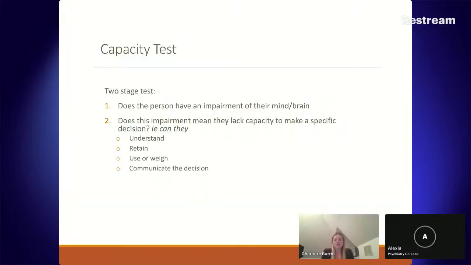So the capacity test is a two-stage test. A person would be deemed to lack capacity if, due to an impairment of their mind or brain, they can't understand, retain, use or weigh, or communicate their decision. And as we said, it's decision specific and time specific.